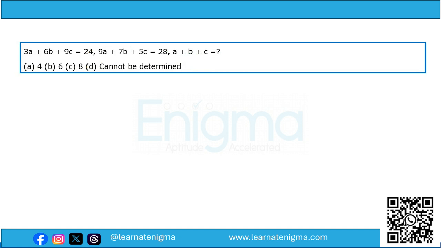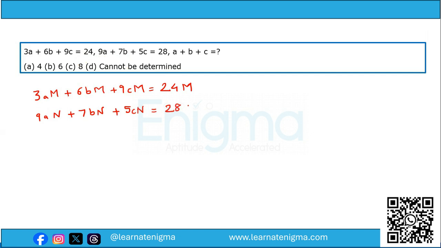equations. So for such equations, what we need to do is, let's multiply the first equation by, let's say, m. We'll multiply throughout by m. So it will become 3am + 6bm + 9cm = 24m. Let's multiply the next equation by n. So it becomes 9an + 7bn + 5cn = 28n.